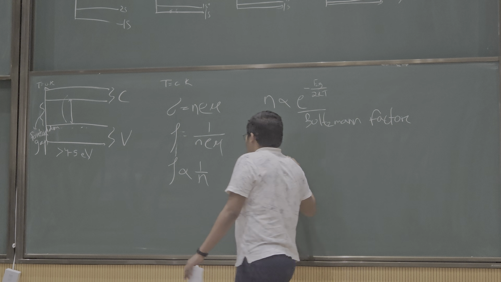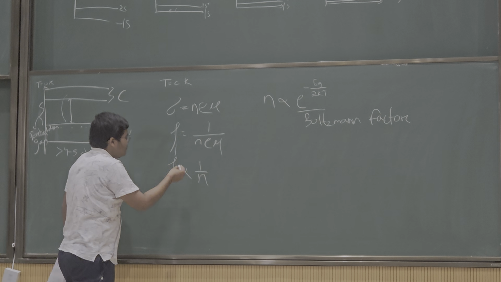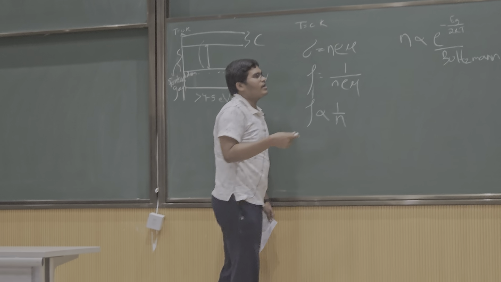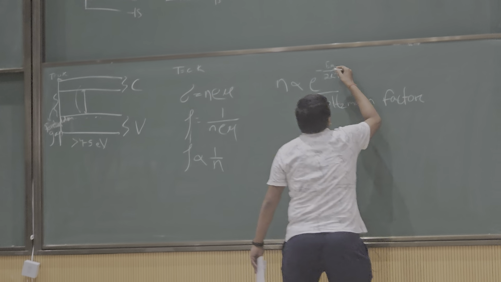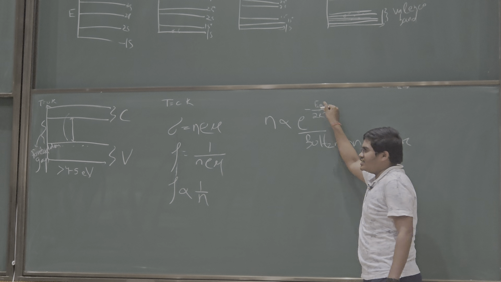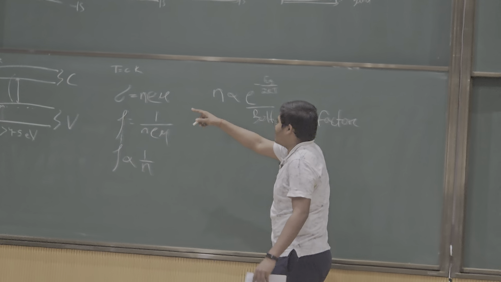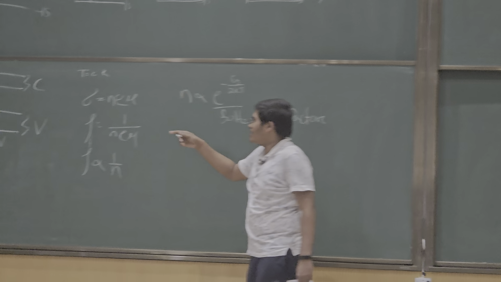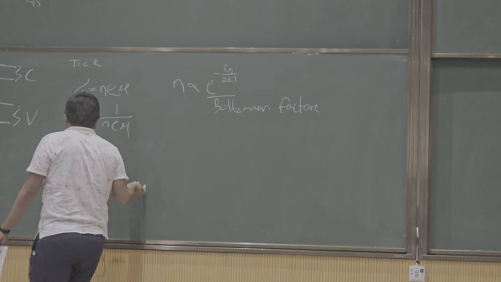Okay. So from here, because this is a proportionality, we can replace n with e to the power minus Eg by 2kT. Okay, I forgot to explain what Eg is. Eg is the energy gap, that is the forbidden gap I have mentioned, and k is the Boltzmann constant, T is the temperature at which we are measuring the resistivity.